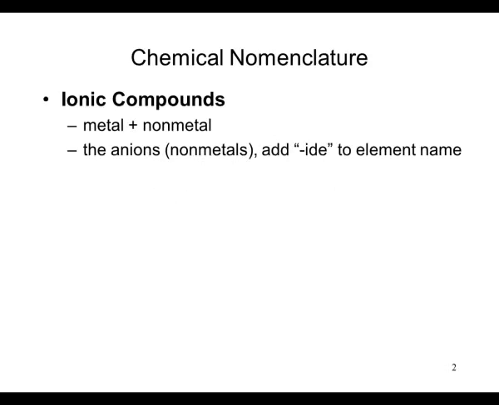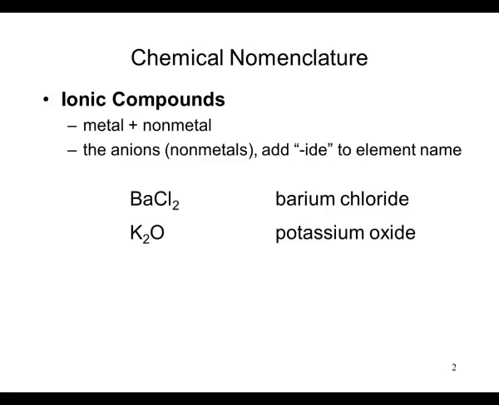Chemical nomenclature. Let's start with ionic compounds. Ionic compounds are composed of a metal and a nonmetal. The anions, the nonmetals, add -ide to the element name. BaCl2 is barium chloride. K2O is potassium oxide.